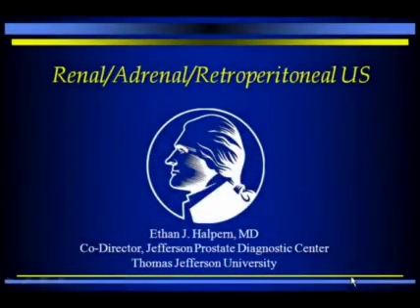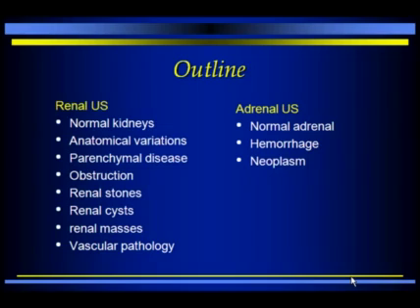So today we'll be talking about the kidneys and the adrenal glands, and this is a basic lecture on the most important organs that we will use ultrasound for in evaluating the retroperitoneum. We're going to start with the topic of renal ultrasound, and there we're going to look at the normal kidneys and normal anatomy as well as variations in normal anatomy.